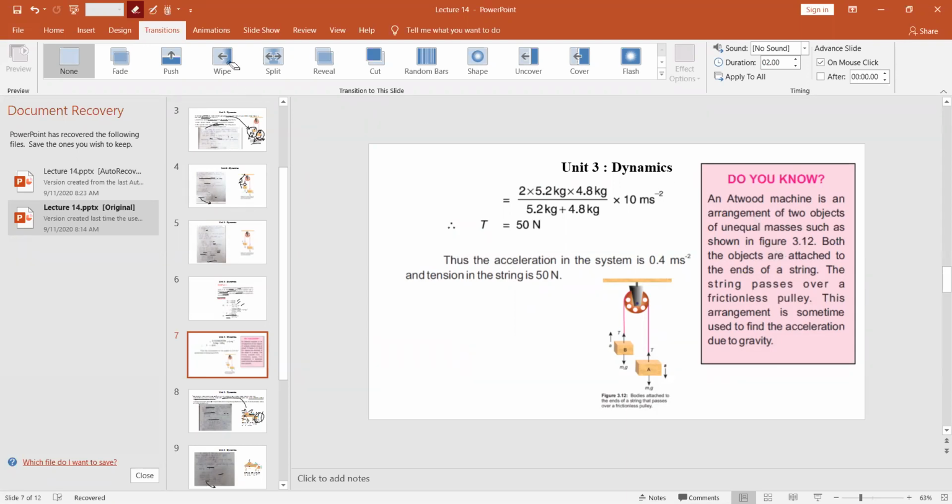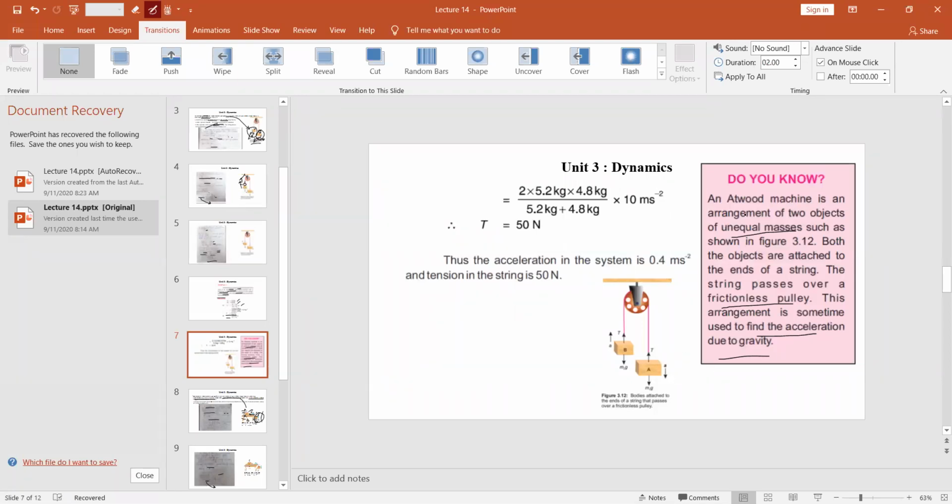The second thing is that you see here, do you know, an Atwood machine is an arrangement of two objects with unequal masses, as shown in figure 3.12, both objects attached to the ends of a string. The string passes over a frictionless pulley. This arrangement is sometimes used to find the acceleration due to gravity. Atwood machine is basically the topic which we just learned. This is basically the working of the Atwood machine, right?